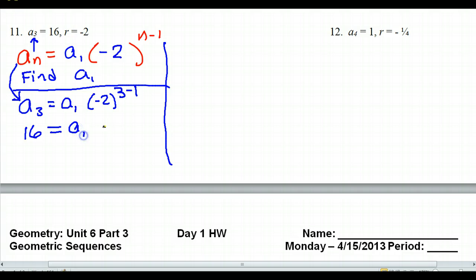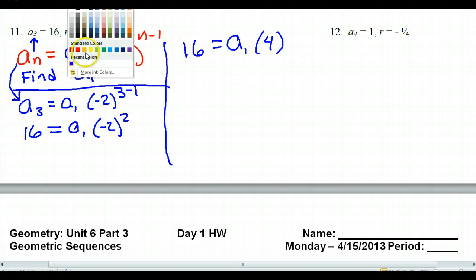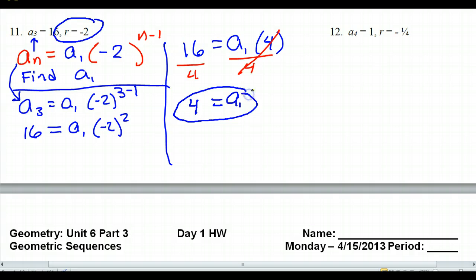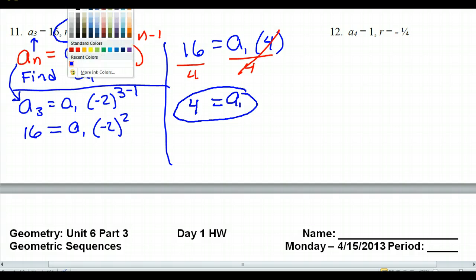Anyway, I can keep going. So this is going to be -2 squared, because 3 minus 1 is 2. And I can actually go ahead and do this. So this is going to be 16 is equal to A1 times 4, because -2 squared is 4. And then, of course, I will divide both sides by 4. So that is going to give me that A1 is 4. Okay? So, look, I had R right from the beginning. Now I have A1. Those are the two things you need to write a rule. So now I should be able to go ahead and do it.